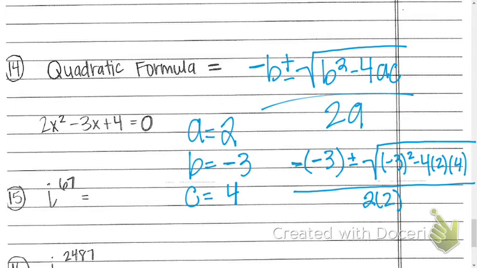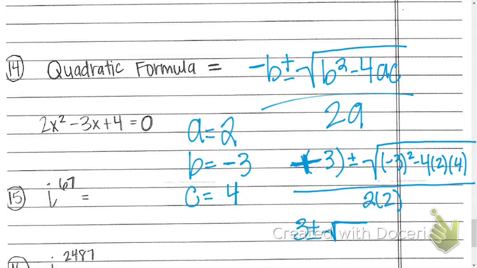What happens to these two negatives right here out front? They become positive. Is that what you meant? Okay. So we have 3 plus or minus... What does all that equal under the square root? Has anybody done that yet? 9 minus 32.